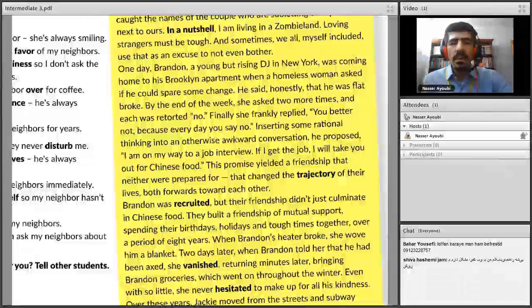It's important here, we have to pay a bit more attention. Inserting some rational thinking into an otherwise awkward conversation, he proposed, "I'm on my way to a job interview." Inserting some rational thinking. Insert means add. He wanted to add some rational, some logical thought into the conversation.